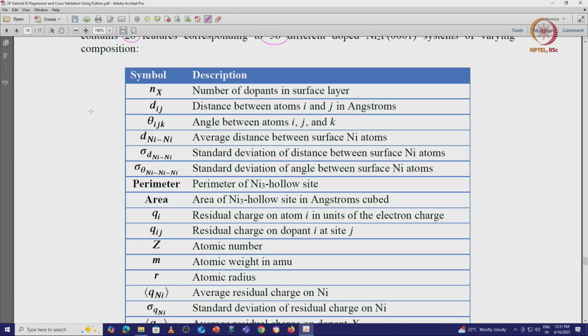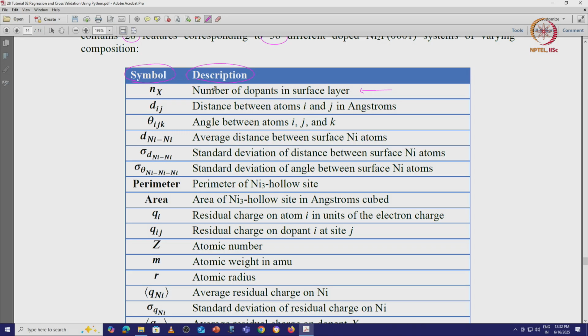Okay. So with that background in mind, these are the features available in the data set. The authors use these features, and I have provided a description of each of these features and the symbol that is used.